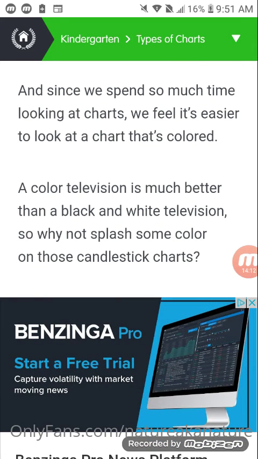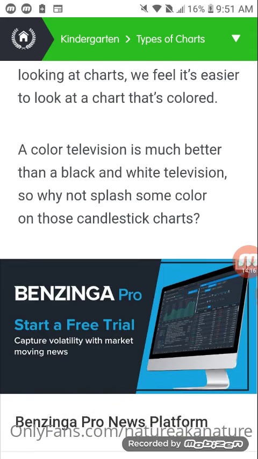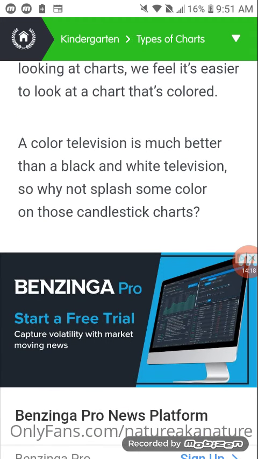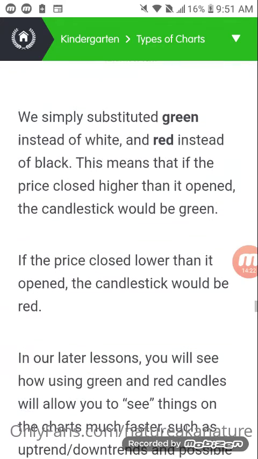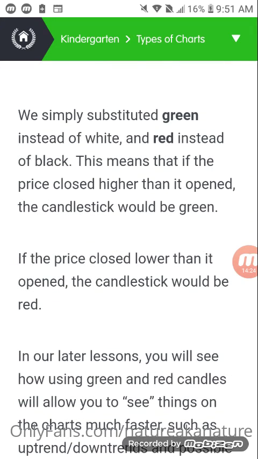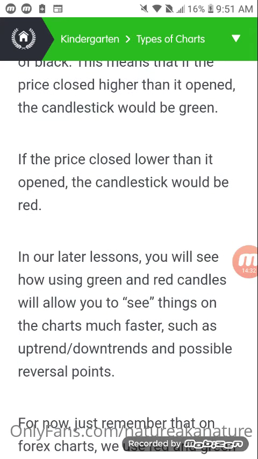And since we spend so much time looking at a chart, it's easier to look at a chart that's colored. A colored television is way better than a black and white television. So we put some splash of color on these candlestick charts. We simply substitute green instead of white and red instead of black. This means that if the price closes higher than its opening, the candlestick will be green. If the price closes lower than its opening, the candlestick will be red.